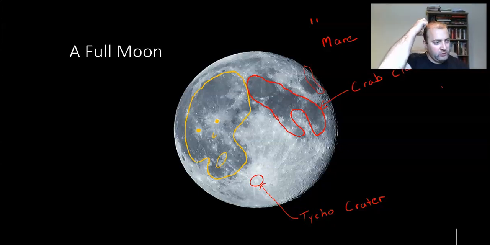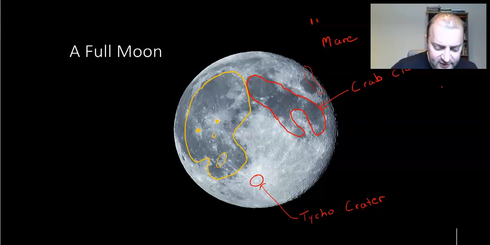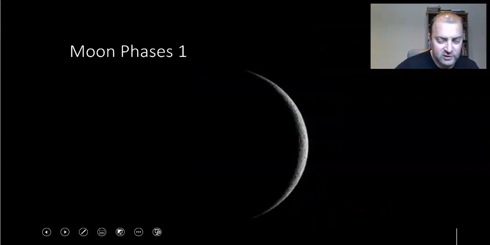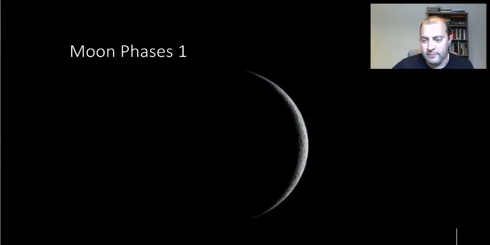Okay, so this thing is not being lit up from the side or anything like that. It's like the light's coming straight at the moon. Otherwise, we'd see more shadows, and we'll get a sense of that when we look through some of the other images. Okay, all right. So let's move on to the next one, the phases of the moon.